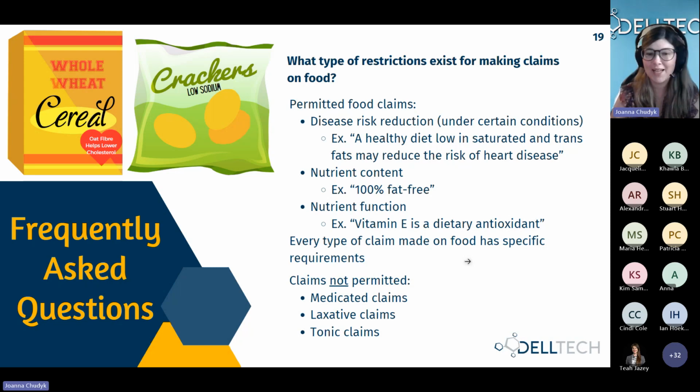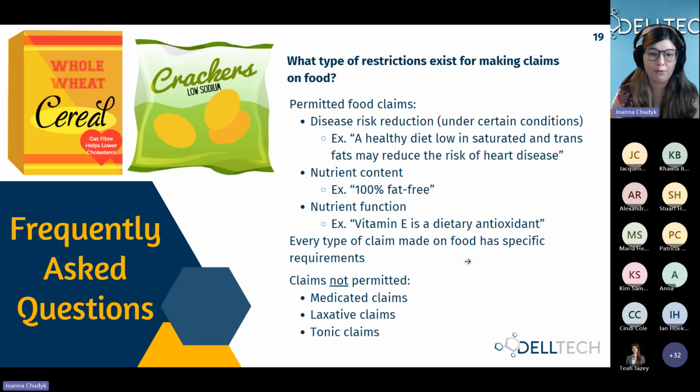There are, of course, claims that are never permitted. So those include medicated claims. These are claims that your product has medicinal properties or has a medicinal ingredient in there that can treat or prevent a disease. So these types of claims are not acceptable on foods. Laxative claims, so that's the relief of constipation, and tonic claims. And of course, there is an exemption here for tonic water. That is an acceptable claim to make for your product.